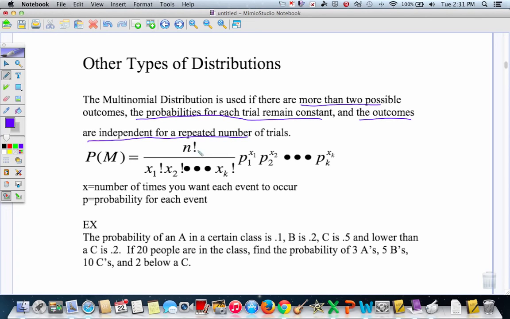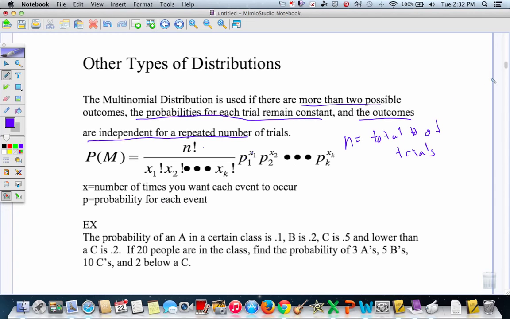Identifying our variables here, just looking at our formula for a multinomial: n factorial over x1 factorial, x2 factorial, and so on, up to xk factorial. Then that fraction is being multiplied by the probability raised to the x power of each of our individual categories. So n is our total number of trials. X is the number of times we want each individual event to occur. So within our total number of trials, we're going to break that down into different categories. So X is the number we want in each category, and then P is the probability for each of those individual categories.